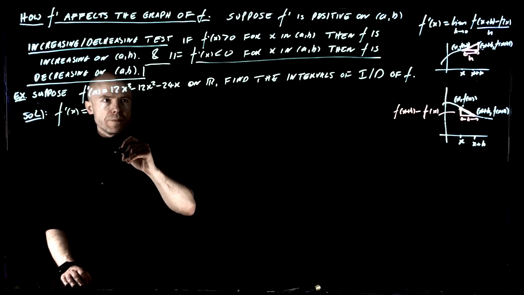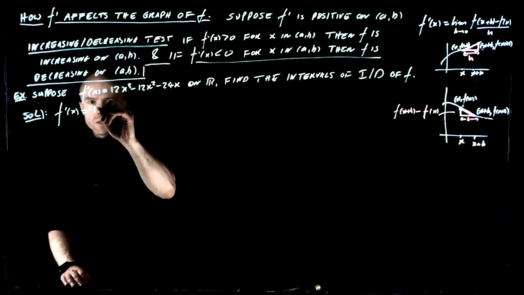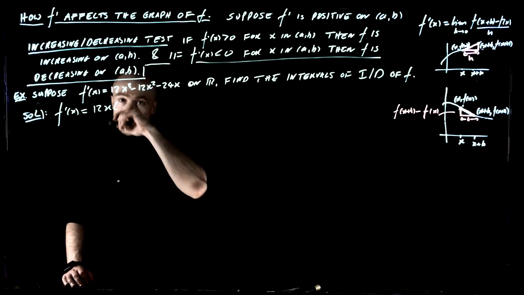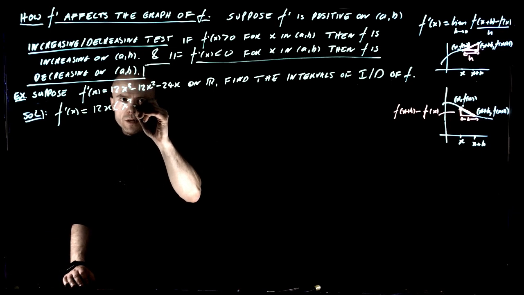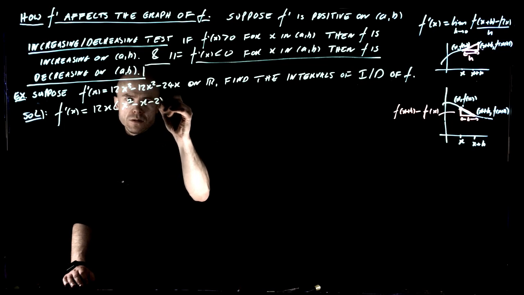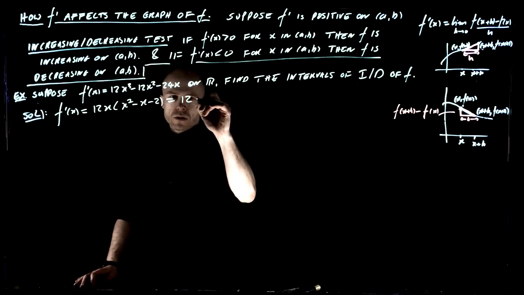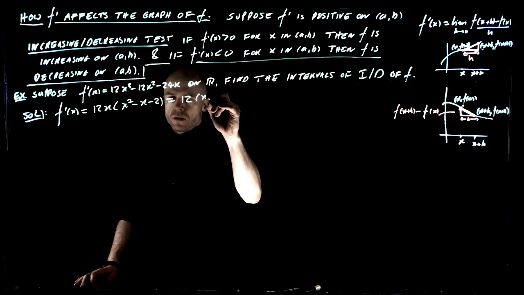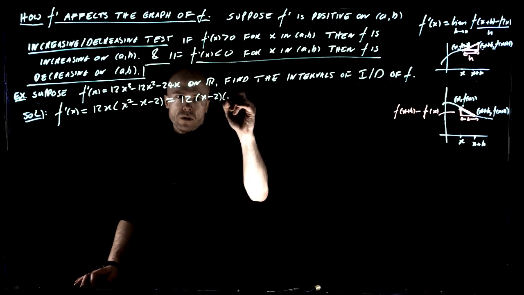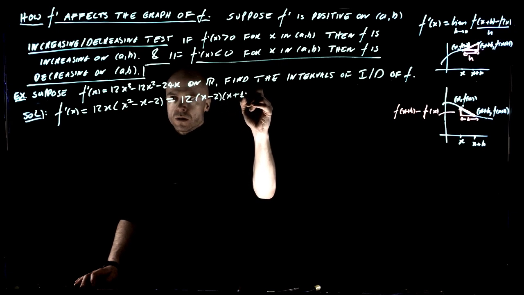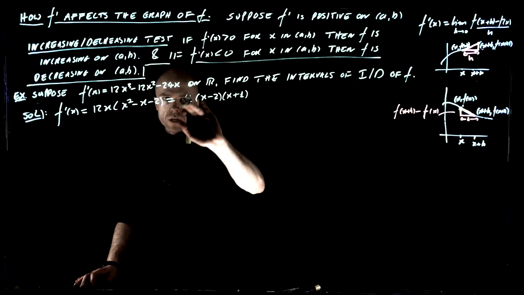So what do we see? We can factor out 12x straight away, right? So then we're going to have x squared minus x minus 2. Okay, and that's way easier because now it's going to be x minus 2, x plus 1, right? That's not 12, this is 12x.